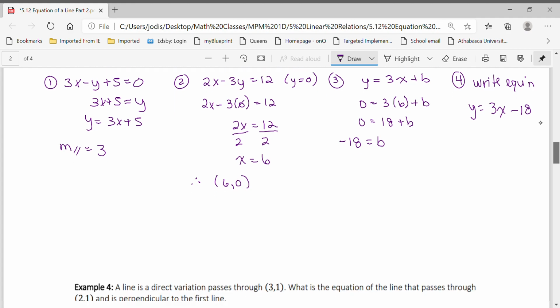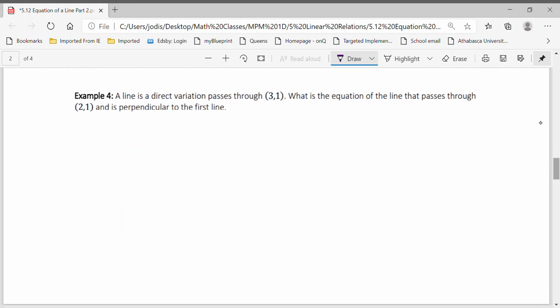Okay, so we've got a few more examples with these. A line is a direct variation, I think it should say, and passes through 3, 1. What is the equation of the line that passes through 2, 1 and is perpendicular to the first line? So this one sounds a little bit scarier. So we've got a line as direct variation and it passes through 3, 1.